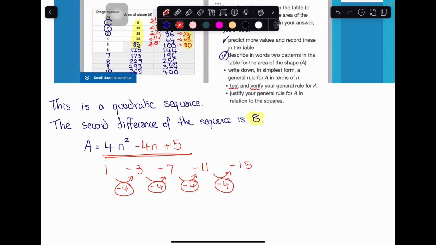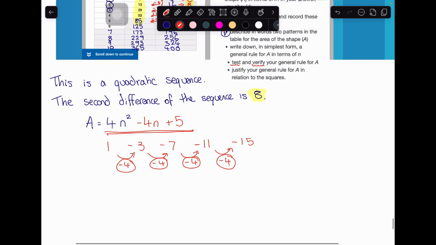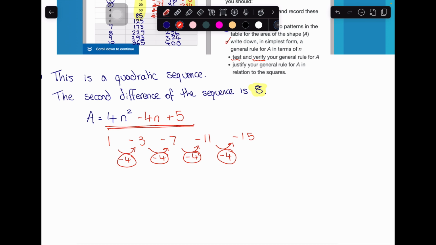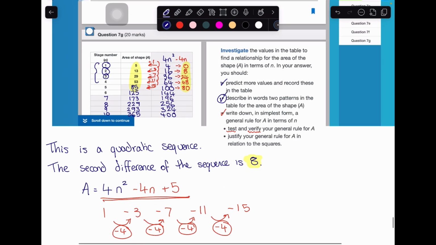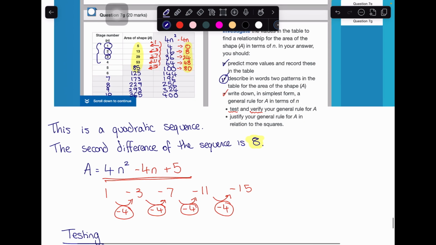So if at this point you've not managed to get a rule, or let's just say you've just got 4n squared, just go through the process of testing and verifying anyway to at least pick up some marks, okay? So make sure it's really clear in your notation what you're doing, okay? So for the testing, we are going to use the values given to us. So any two from the first 4.